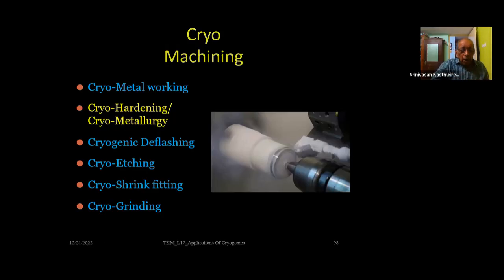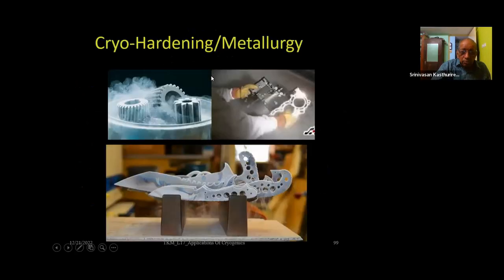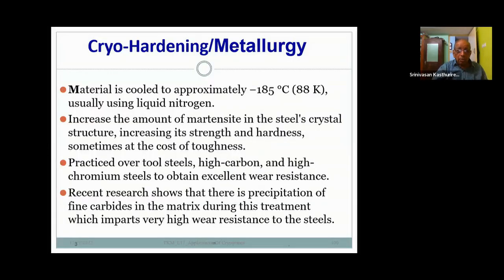Now, there are also cryo hardening and metallurgy that are possible. Okay, there are materials you can make harder if you have a cryogenic treatment. So it can be done for selective gears. Or, for example, you can use the material property change at low temperature for certain specific applications. So these are some methods in which you can improve the properties by taking the material to low temperature.